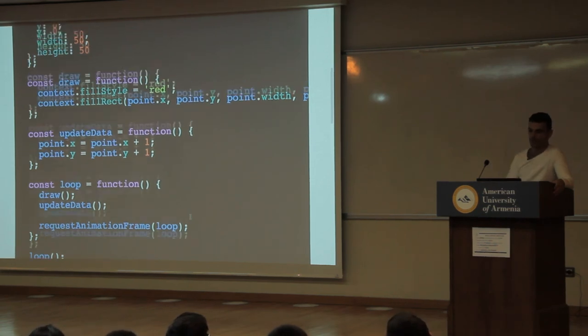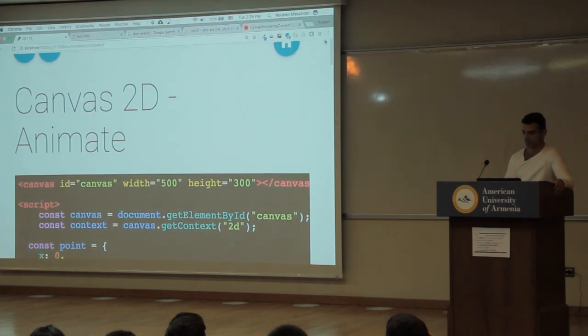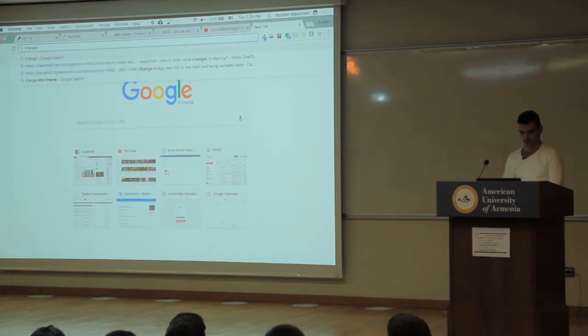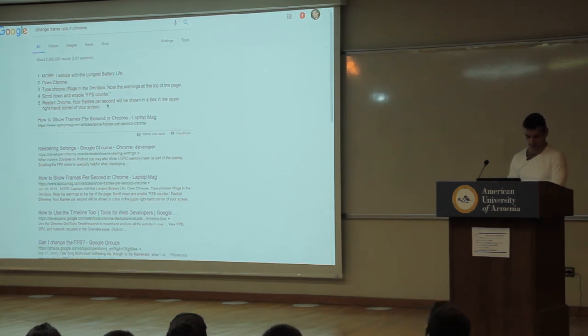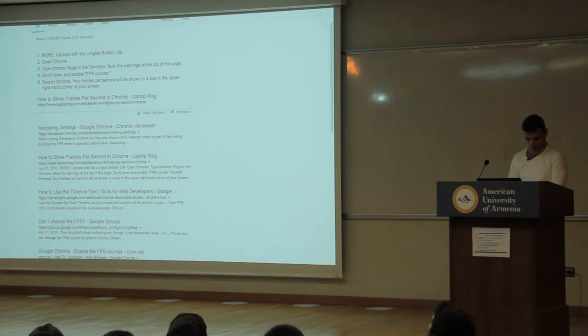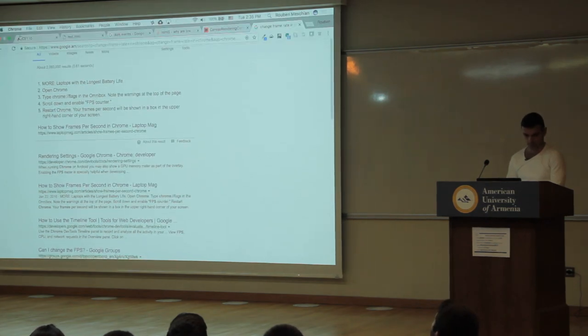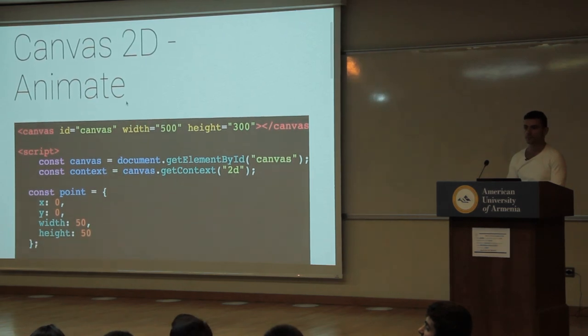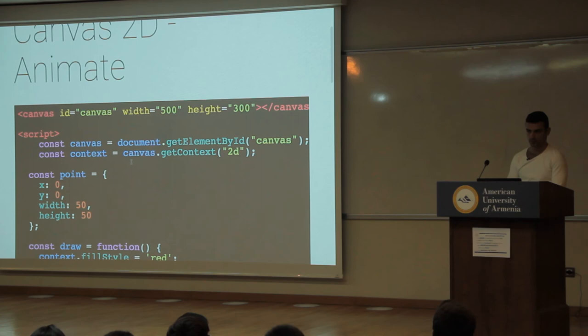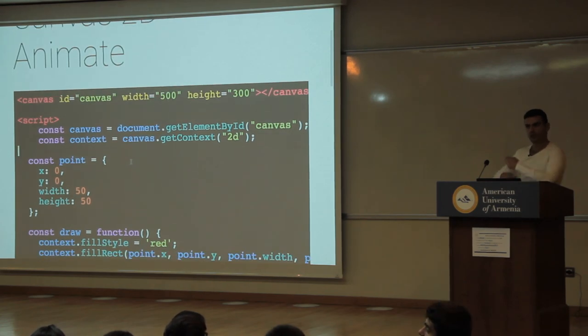Can you set the frame rate? I don't think so. Change frame rate in Chrome. No. You can know what the frames per second is, it seems, but I don't think you can change it. It's the code in the browser, not you. The browser is what is executing the frames.